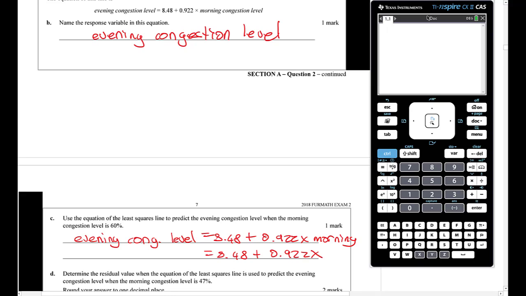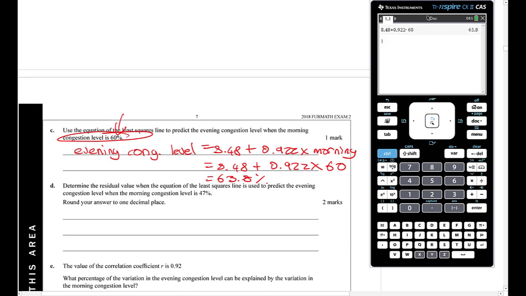Now, what we said was the morning congestion level here is 60%. So we're going to put 60 in there. So I'm going to put 8.48 plus 0.922 times 60, and I'll get an answer of 63.8%. So that is what I'm going to put for that answer there.